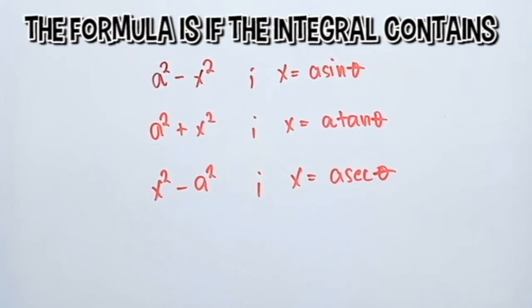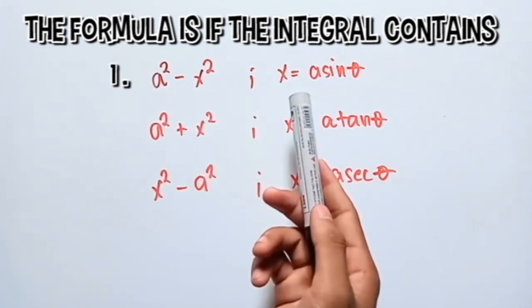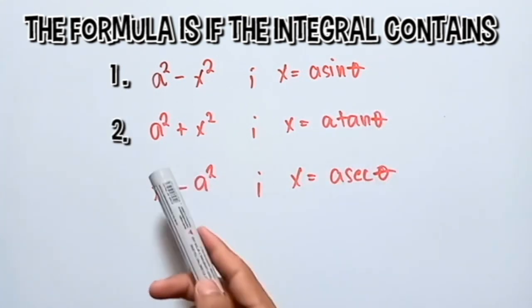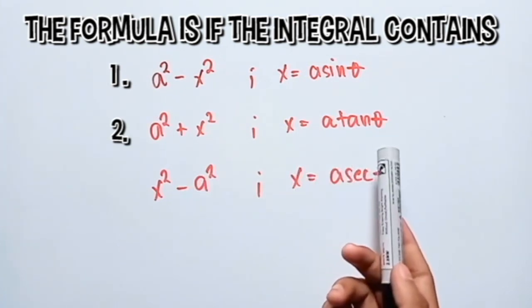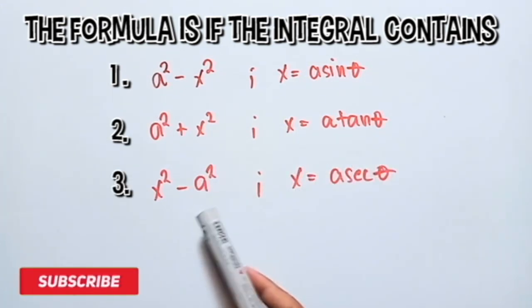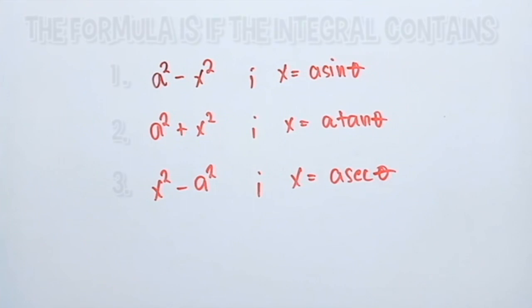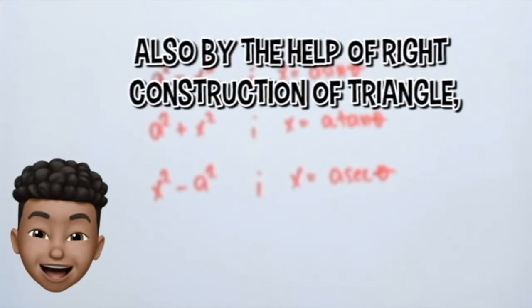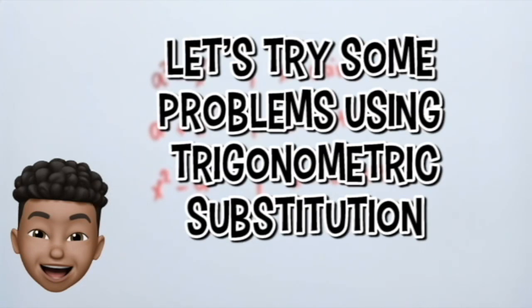So the formula is: when the integrand contains a squared minus x squared, put x equal to a sine theta. The second one is a squared plus x squared, so put x equal to a tan theta. And the last one is x squared minus a squared, so substitute x equal to a secant theta. Also, with the help of a right triangle construction, the solution may be transformed back into the original algebraic variable. So let's try some problems using a trigonometric substitution. So let's go.